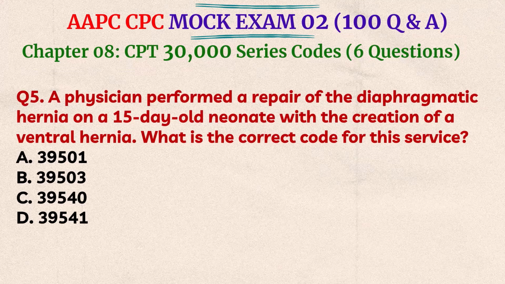Question number 5. A physician performed a repair of a diaphragmatic hernia on a 15-day-old neonate with the creation of a ventral hernia. What is the correct code for this service? There are 4 answers available. Take your CPT code book and find the answer. Here, this is a diaphragmatic hernia on a 15-day-old neonate with creation of a ventral hernia. When you look at the answers, all answers are adjacent codes, so you can use the elimination method to find the answer.